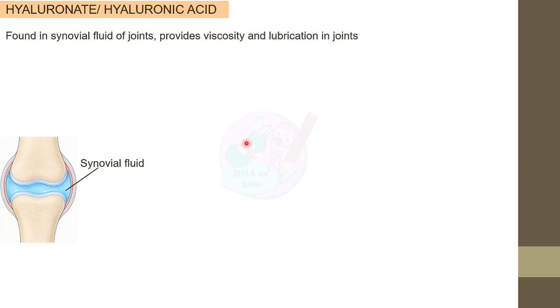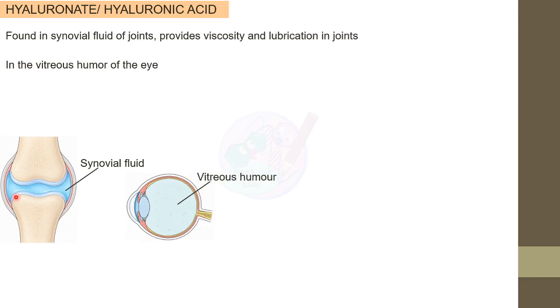So what are the functions, where is it present? Hyaluronic acid is present in the synovial fluid of joints, and it provides viscosity and lubricates the joints. What happens in our joint, if you move the joint and this gel is not present here, both bones will rub against each other and it will cause pain. So this fluid is provided here as a shock absorbent, and it resists compressive forces.